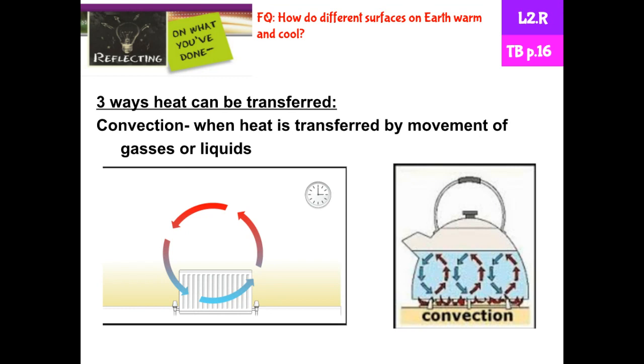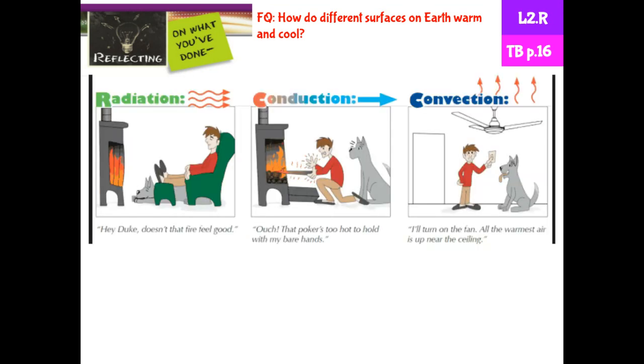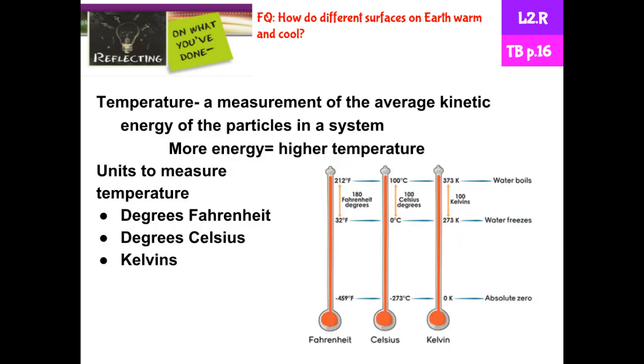Convection is when heat is transferred by movement of gases or liquids. So when an object is heated, it tends to rise, and then when it cools, it tends to fall again. So you get this circular motion, as you can see in front of you with the diagrams. That circular motion is called convection. Here are 3 pictures to help you see that. And then I am also including a video from YouTube on radiation, conduction, and convection.